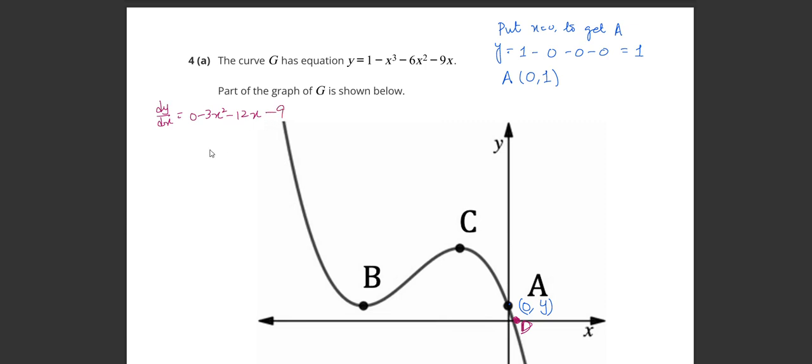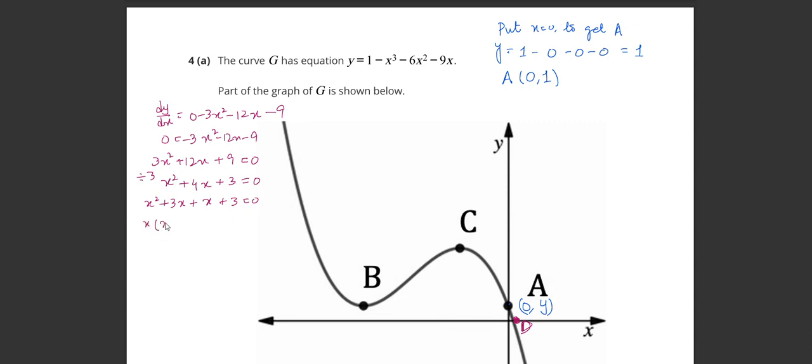So to find the turning points, we put the first derivative equal to 0, which is minus 3x squared minus 12x minus 9. You can take it onto the other side. Now we can solve this as it is, but it is better to simplify this equation if possible. Everything is a multiple of 3, so I divide this whole equation by 3. When we divide every number by 3, it becomes x squared plus 4x plus 3 is equal to 0.